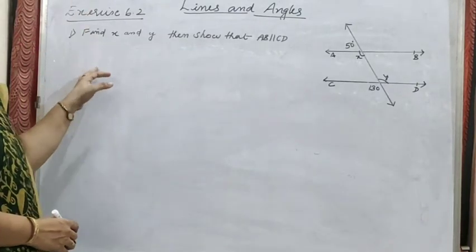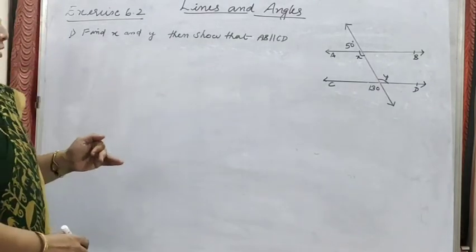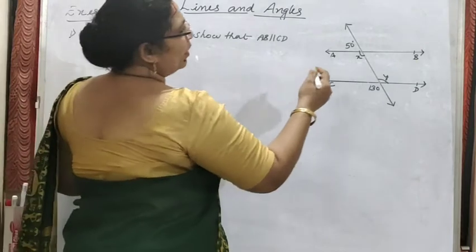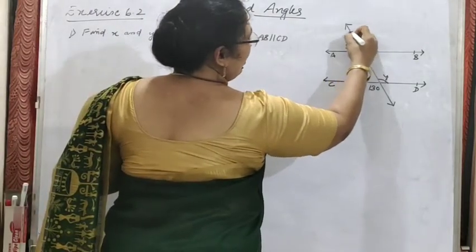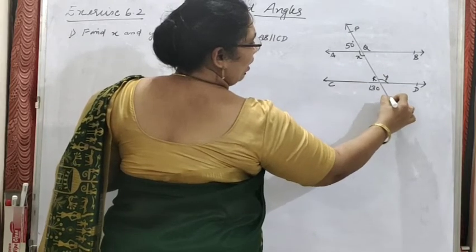Find X and Y, show that AB parallel to CD. What is given in this question means the values are only given, the value names are not given. So we will just write P here and Q, R and S.